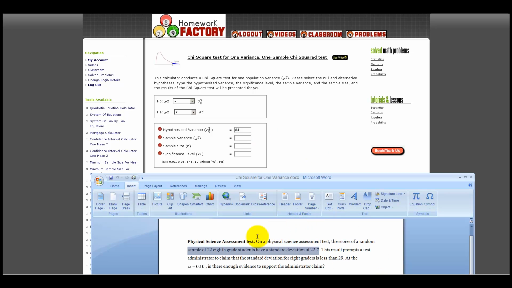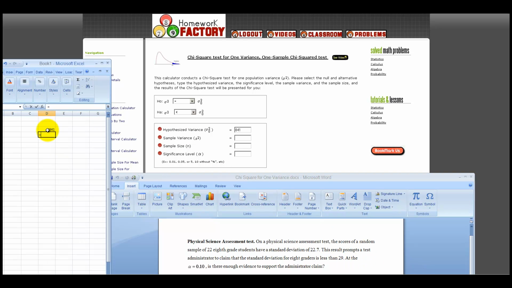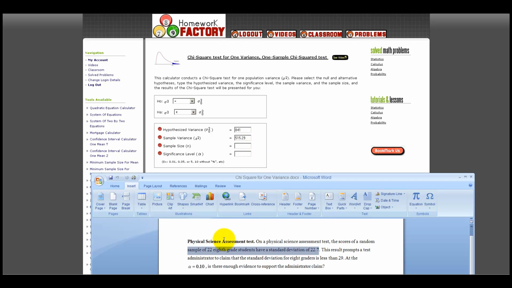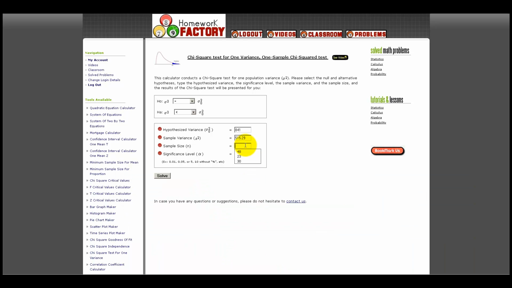And then you have a sample variance as well, but it's given in terms of a sample standard deviation. So what you have to do is take the standard deviation, which is 22.7. That's the sample standard deviation, and we square it in order to get the sample variance. And we just paste it there. The sample size in this case is 22.